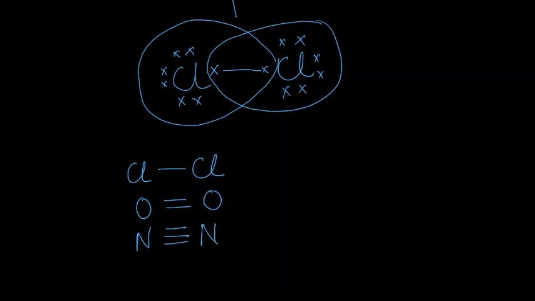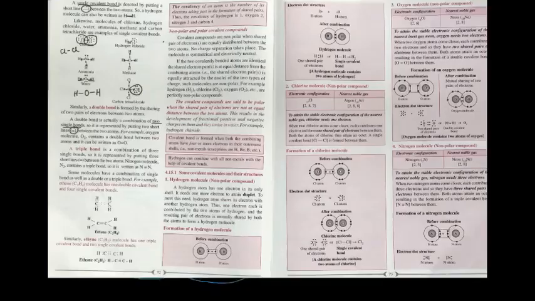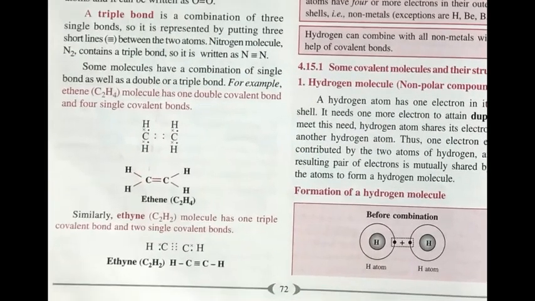That means, what is this actually showing you? The pairs: 1 pair shared, 2 pairs shared, and 3 pairs of electrons shared. So we have a single covalent bond, a double covalent bond, and a triple covalent bond. And sometimes you'll see molecules that have a combination of single as well as double bonds.